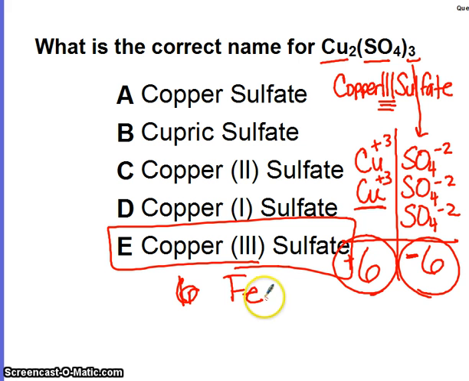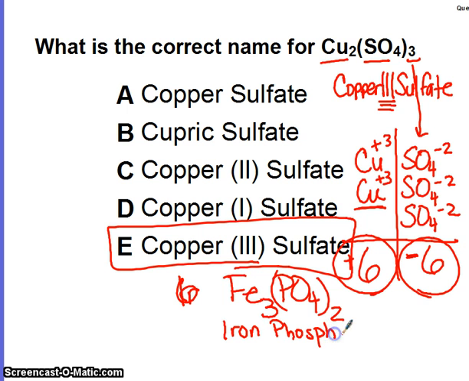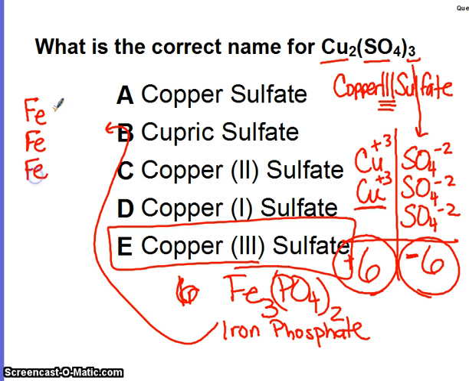Let's say you had Fe3(PO4)2. So we would know this is iron phosphate, but we need a Roman numeral because it's in the D block. So again, we can do what I did here. If you're unsure, let's say we have 3 irons, and on this side, we had 2 phosphates.